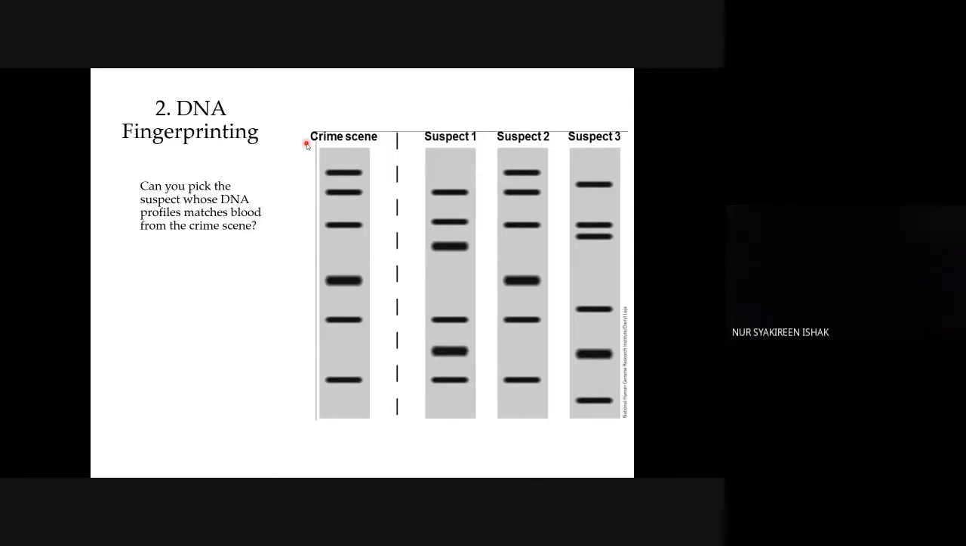Second. Okay, so this is how you get the DNA fingerprinting. Walaupun dipanggil fingerprinting, bukan daripada cap jari tangan awak. Dia daripada DNA profile, the pattern of DNA fragments that you get after you do PCR and also gel electrophoresis. Okay.